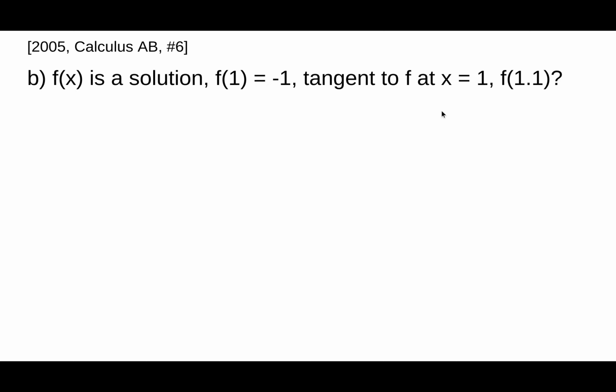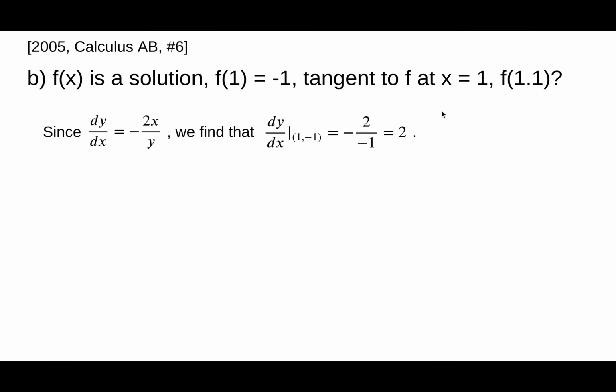In part B, we are to suppose that f of x is a solution to this differential equation and that f of 1 is equal to negative 1. And then we are asked to find the equation of the tangent line to f at x equals 1 and use it to approximate the value of f of 1.1.